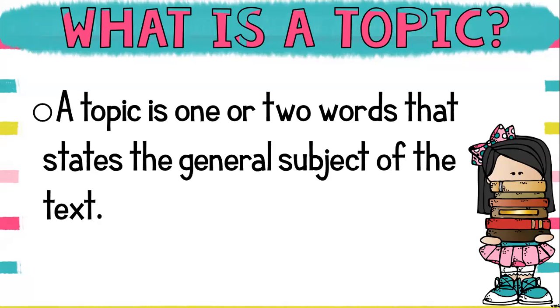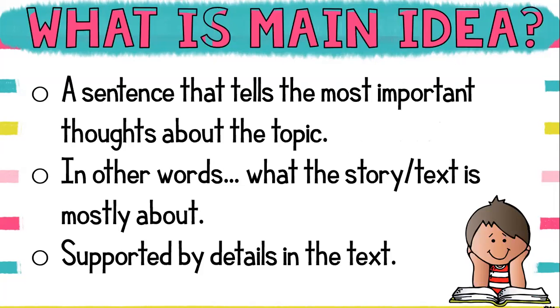So remember, a topic is just one or two words that states the general subject of the text. So for example, if I was reading about sharks and reading an article about sharks, the general subject or topic of that article would be sharks. It's only one or two words.